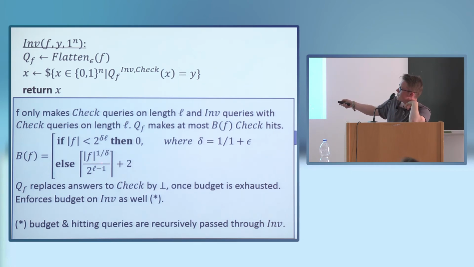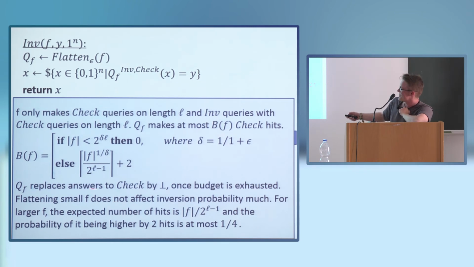And if it makes enough queries, then we define the budget such that you should not have much more hits than in expectation. But also there we curb, and so we need to enforce this budget on inverse queries as well. But I dropped this for now.